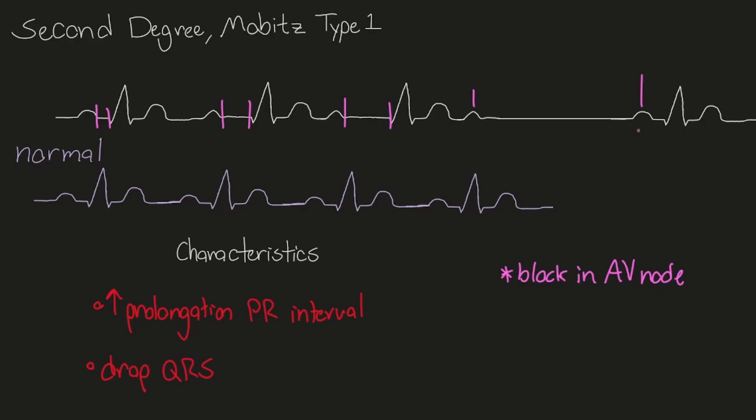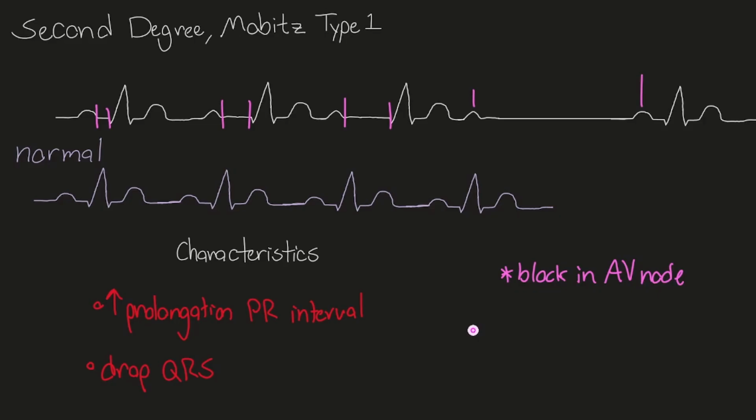And what this usually indicates to us is a block in the AV node, which, if we remember what our AV node does, is making that delay between our ventricles and our atria just so we can have a rhythmic beat and make things timed correctly. Because without timing from our AV node's delay, things can go awry.